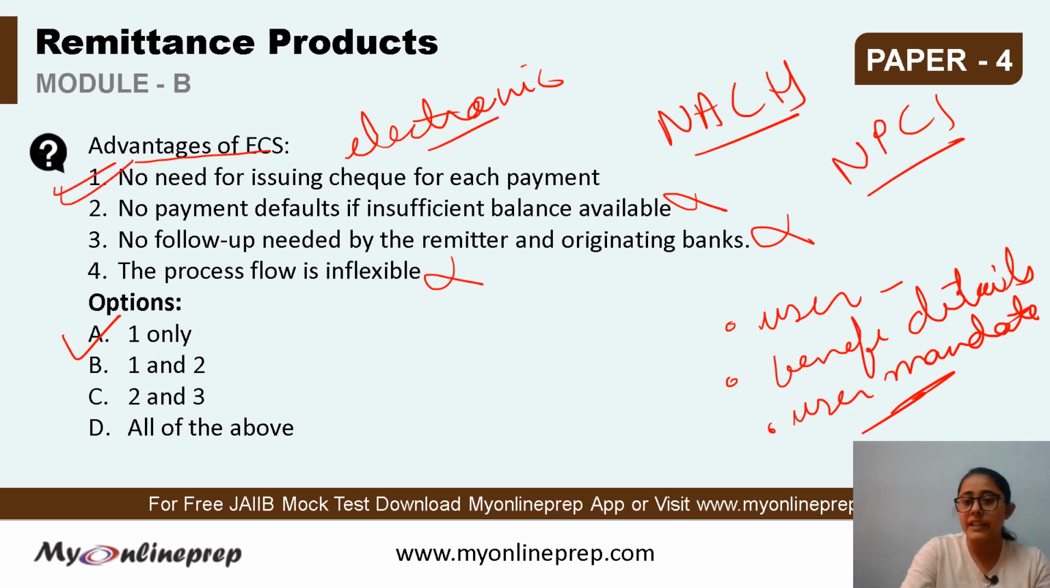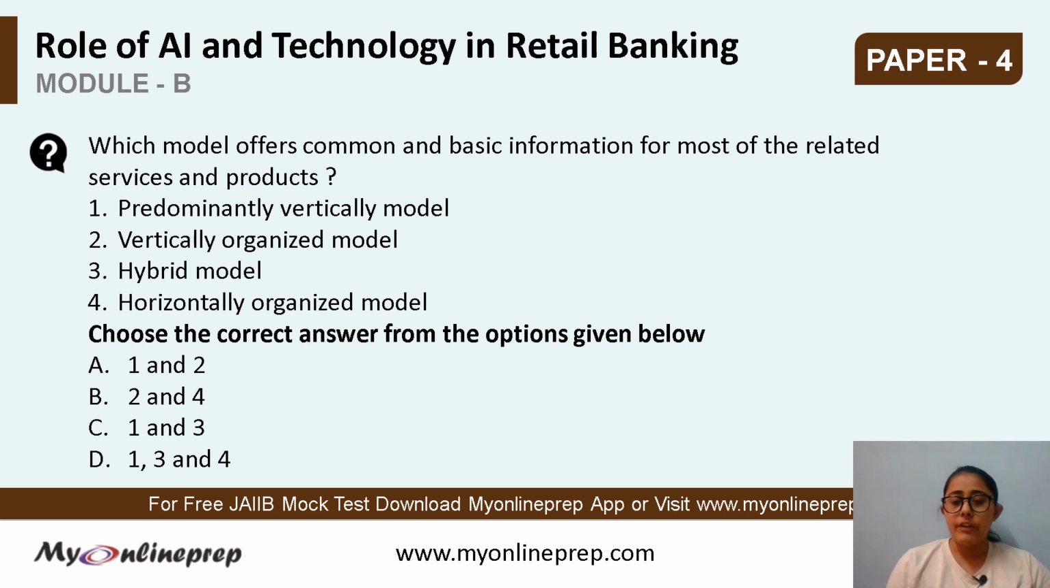Okay, now we move on to the next question. Now we have questions from the role of AI and technology in retail banking. The first question from this chapter is: which model offers common and basic information for most of the related services and products? The statements are: first, predominantly vertical model; second, vertically organized model; third, hybrid model; and fourth, horizontally organized model. The options are A, 1 and 2; B, 2 and 4; C, 1 and 3; or D, 1, 3 and 4. So here the correct answer is C, 1 and 3, that is predominantly vertical model and hybrid model.